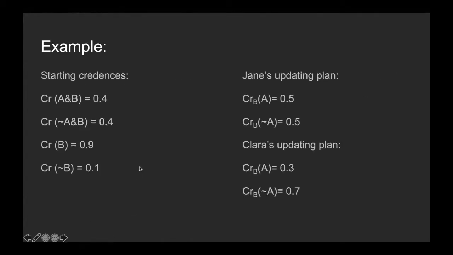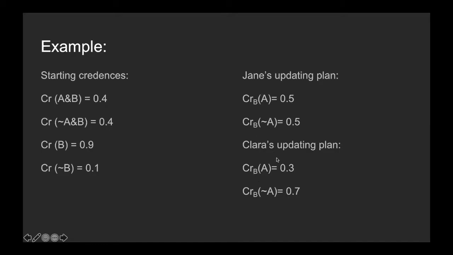So here's an example. Take agents who have the following starting credences over here. These are incoherent, right? Because if this person were coherent, the B credence here should be the sum of the first two credences, but it's not. So they're starting incoherent. Now, let's see how we can compare these two updating plans. For Jane, when she learns B, her plan is to give A 0.5 credence and not A also 0.5 credence. And then we have Clara, who plans to give A a 0.3 credence if she learns that B is true, and a 0.7 credence to not A.